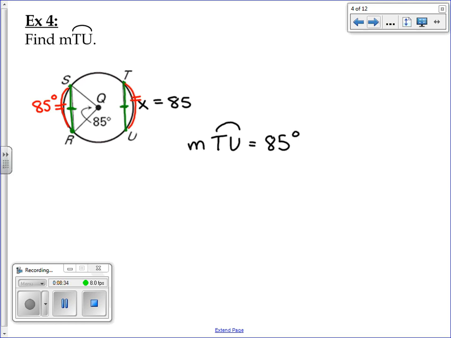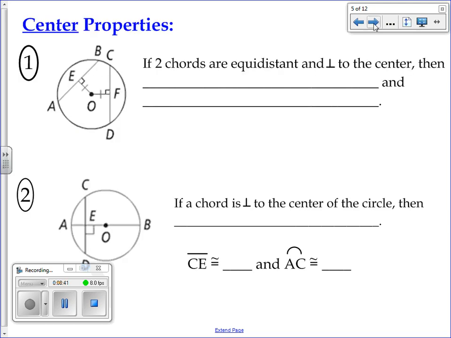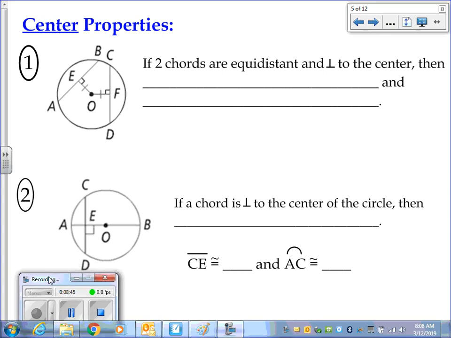Okay, so now we're going to expand on this big idea. I'm going to teach you guys 3 properties that all deal with the center of the circle. You do not have to memorize the number of these 3 properties. You just need to be familiar with the 3 properties. So let's take a look at property number 1. It says if 2 chords are equidistant and perpendicular to the center. So let's just start there.